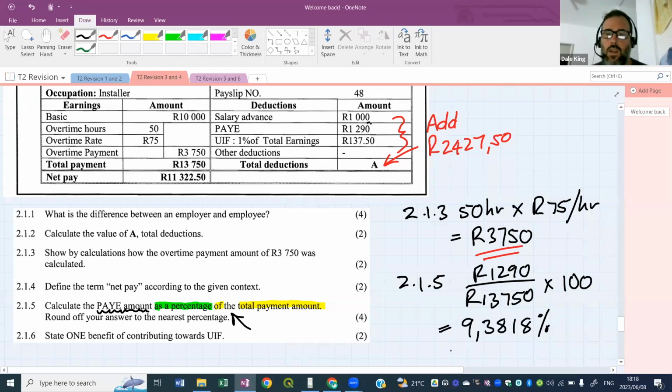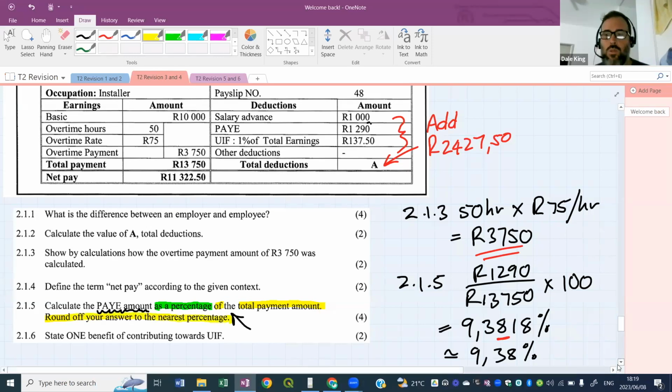9.3818%. And to round this off, always to 2 decimal places, I look at the second decimal place, which is the 8. Will it change with the 1 behind it? No. So that's just going to be 9.38%. Guys, always show 2 decimal places unless told otherwise. Did they tell us otherwise? Oh, they did. Round off your answer to the nearest percentage.